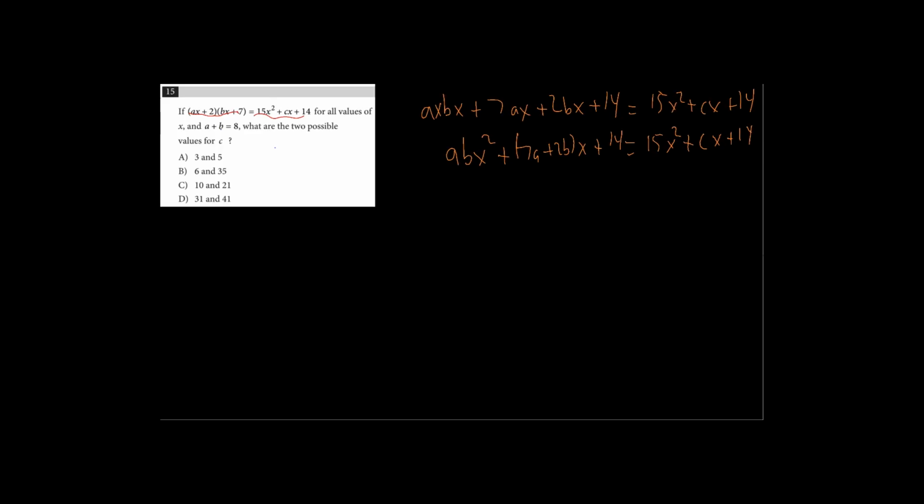So from this point, we see how everything kind of lines up. This ab looks like 15, this 7a plus 2b looks like c, and 14 looks like 14. So if these equations are going to be true, these all must be the same. So we can set up a new set of equations. That's ab equals 15, and 7a plus 2b equals c. And then they gave us one more equation in the problem, which is a plus b equals 8.